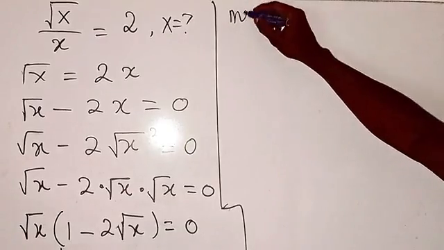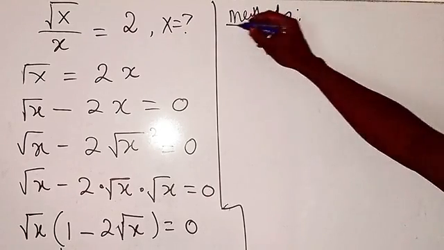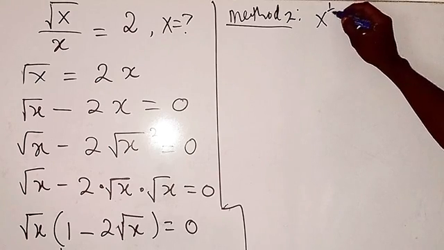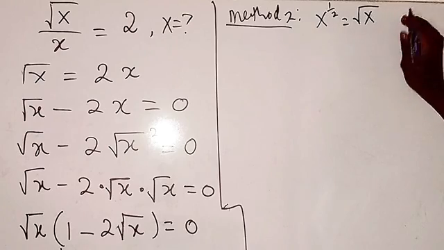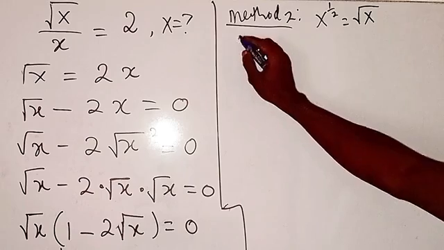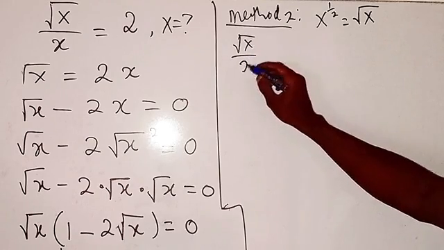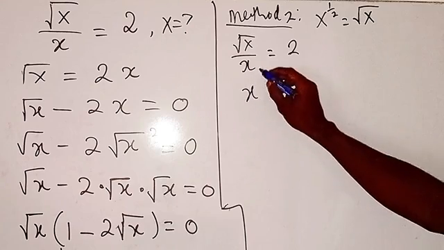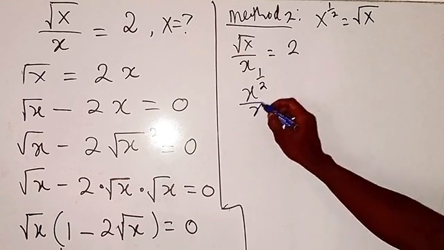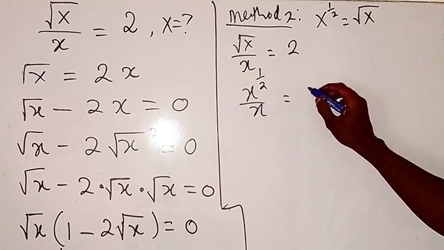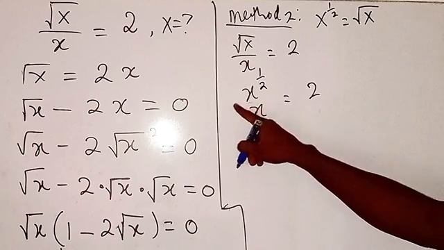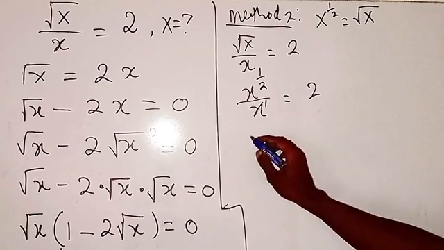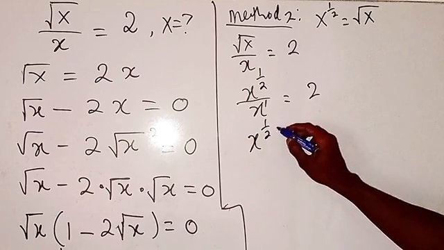Now let's look at method 2. In this method 2, we're going to use indices. You know that x to the power of 1 over 2 can be the square root of x. So now let's change this square root, that is root x all over x equals 2. So now let's change this one to x to the power of 1 over 2 according to what we have here, over x equals 2. Now here, since we are having over x here, this over x can be written as x to the power 1. Okay, so we have x to the 1 over 2 minus 1.